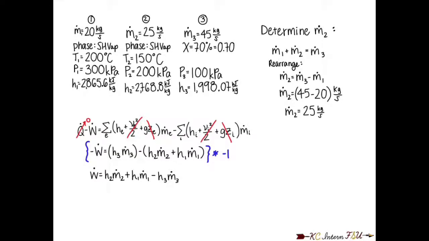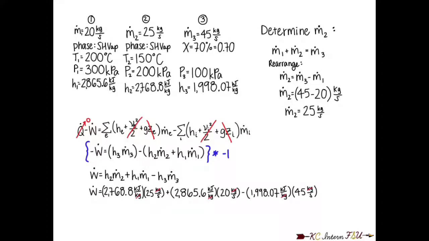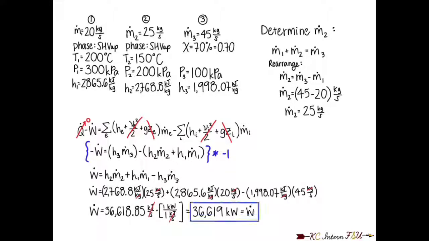From our previous equation, we are left with W dot is equal to H2 times m dot 2 plus H1 times m dot 1 minus H3 times m dot 3. Plugging in our values, we can find work to equal 36,619 kilowatts. And since the work is greater than 0, the turbine produces a power output.